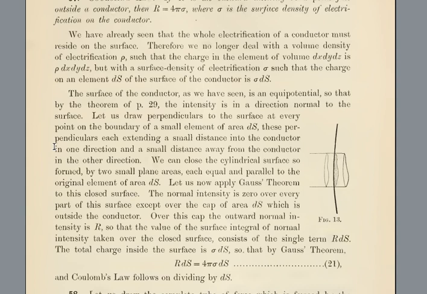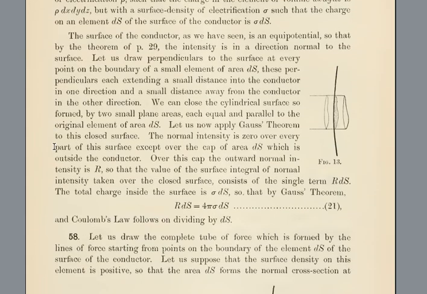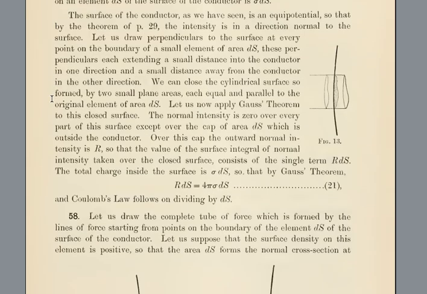The normal intensity is 0 over every part of this surface, except over the cap of area ds, which is outside the conductor. Over this cap, the outward normal intensity is R, so that the value of the surface integral of normal intensity taken over the closed surface consists of the single term R multiplied by ds. The total charge inside the surface is sigma multiplied by ds, so that by Gauss's theorem, R multiplied by ds equals 4 pi sigma multiplied by ds, and Coulomb's law follows on dividing by ds.